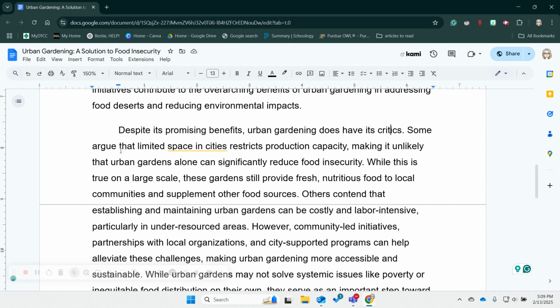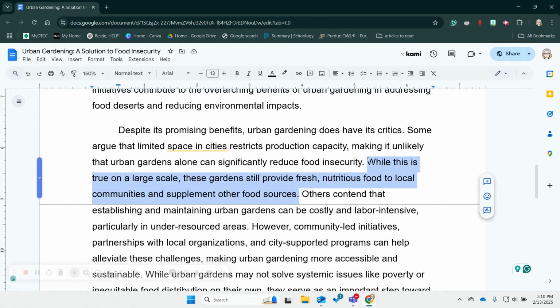Some argue that limited space in cities restricts production capacity, making it unlikely that urban gardens alone can significantly reduce food insecurity. So this argument is it's not really going to help food insecurity that much because it just can't produce that much food. While this is true on a large scale, these gardens still provide fresh, nutritious food to local communities and supplement other food sources. So this is the author answering to the opposing viewpoint. So what we want to see is the authors bringing up obvious opposing viewpoints and then responding to it somehow.